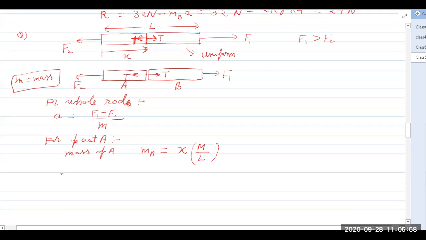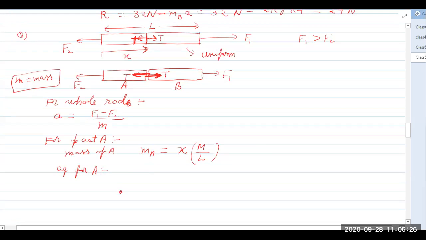Now we will write the equation for A. So for A, what will be the equation? What are the equations for A? See, since this is pulled, the force on A will be like this. This is the force on A. Since it is pulled like this, the force on A will be rightward, and the force on B will be leftward. This force is on B and this is on A.